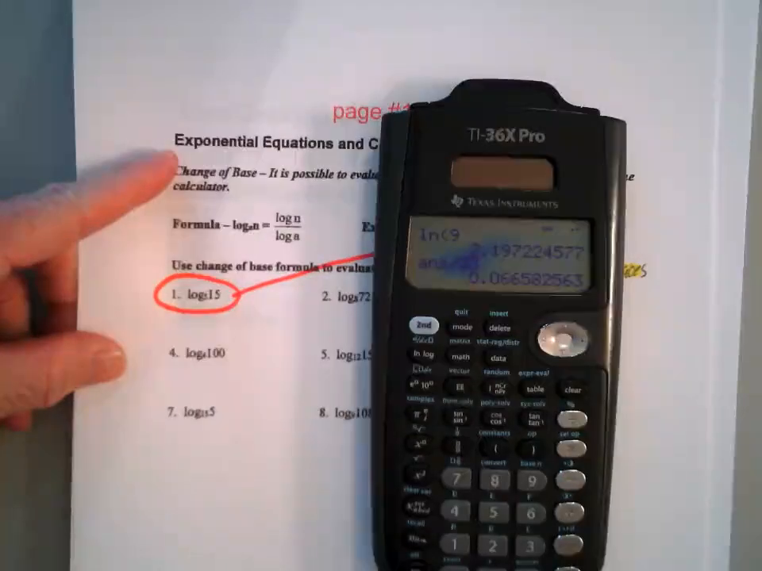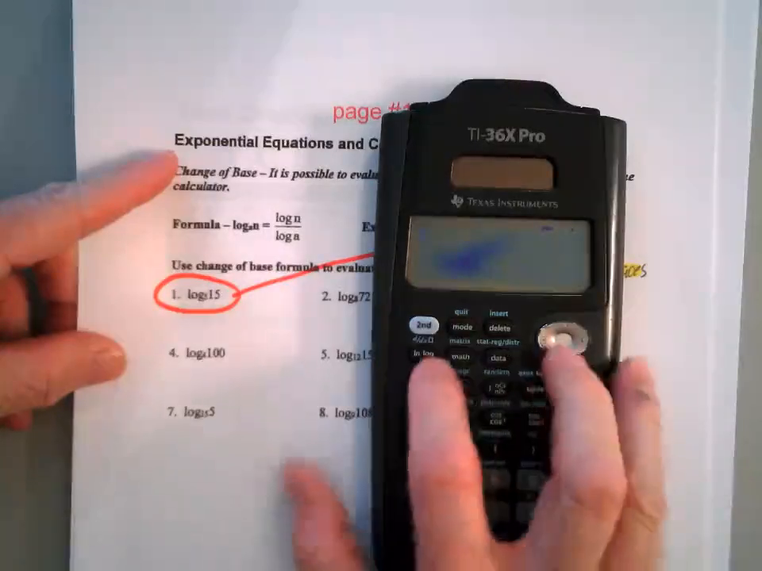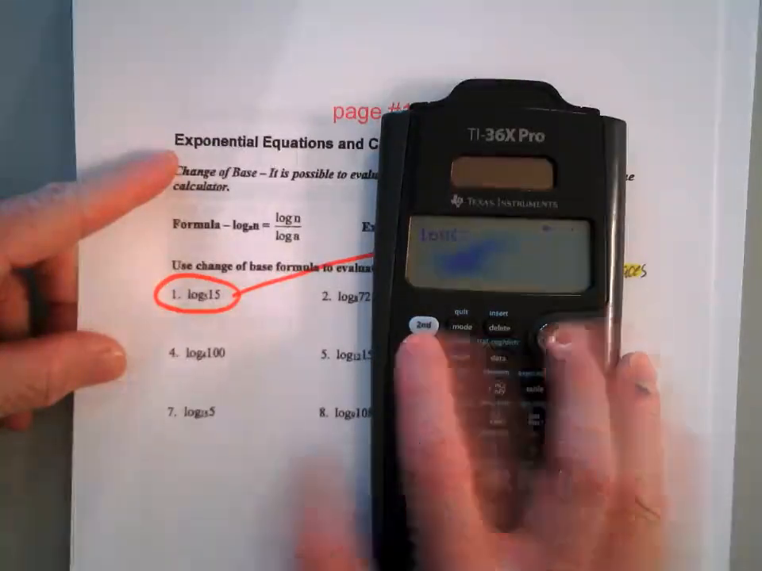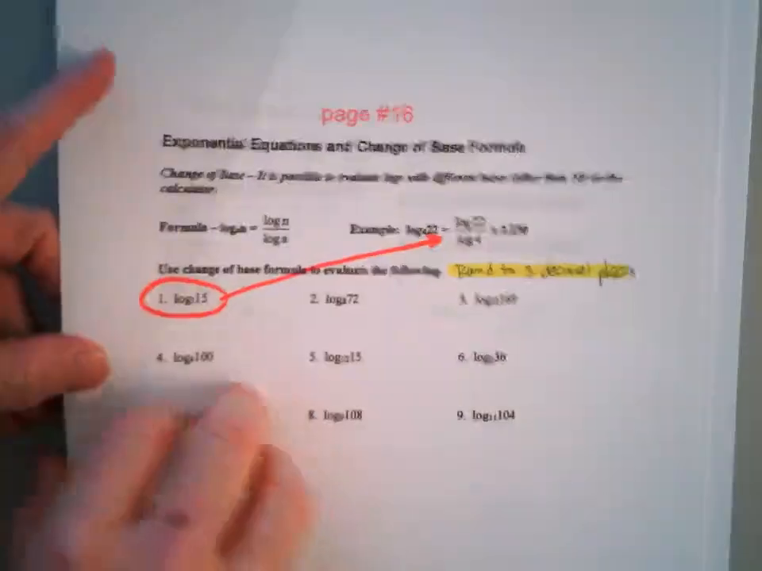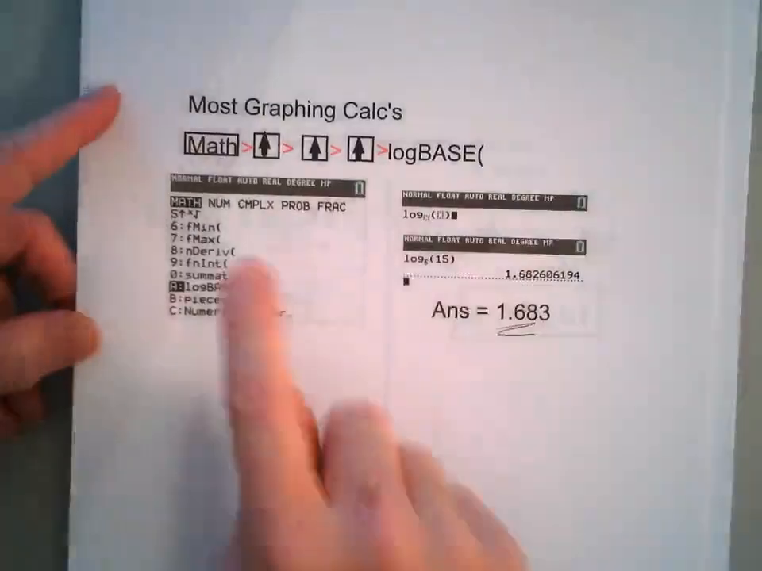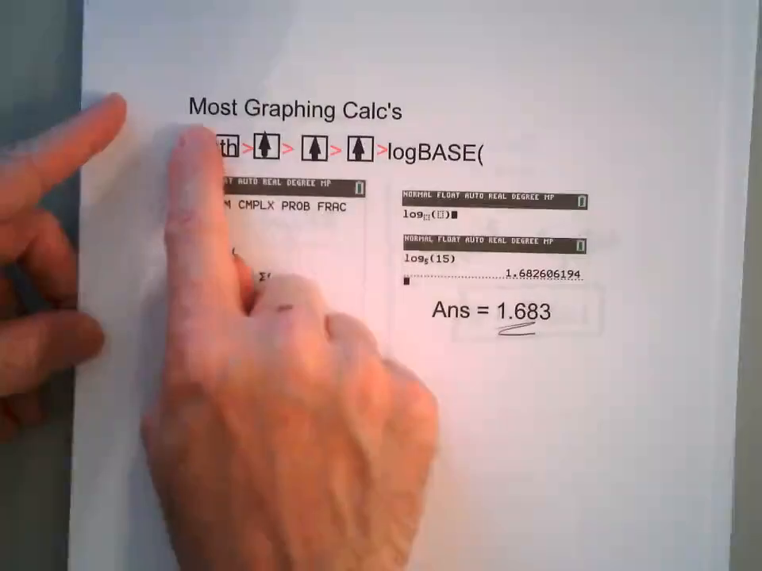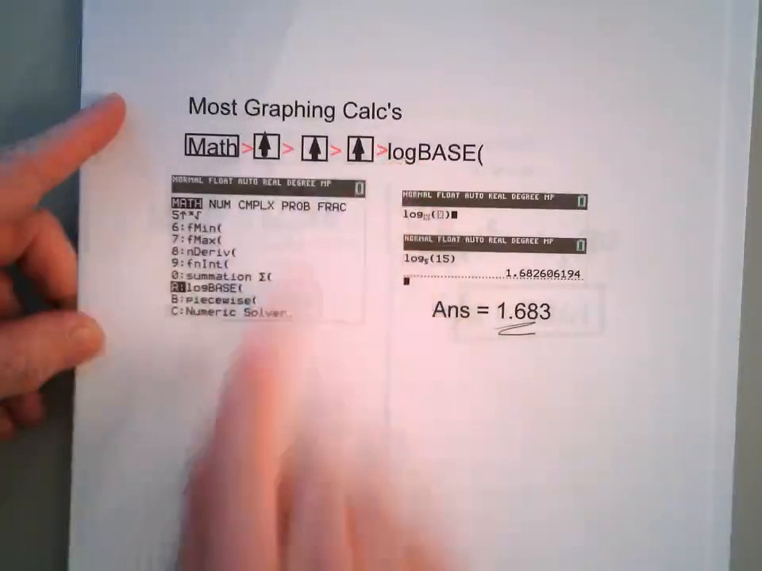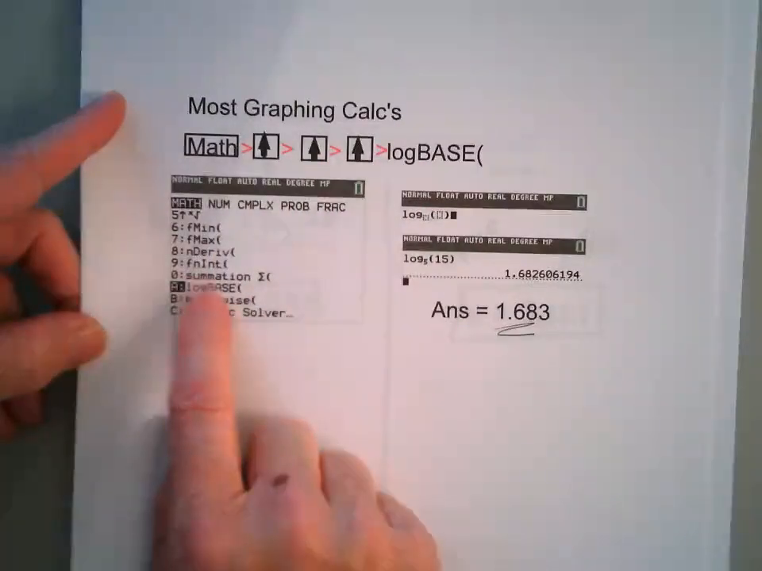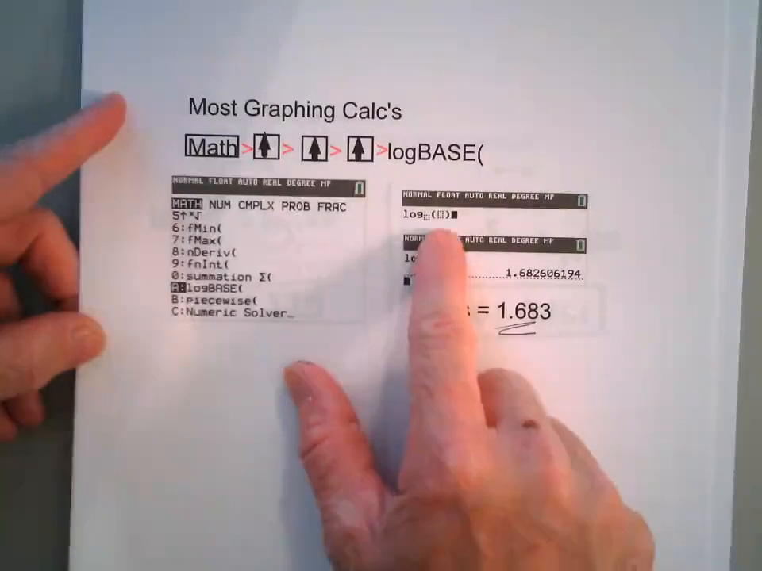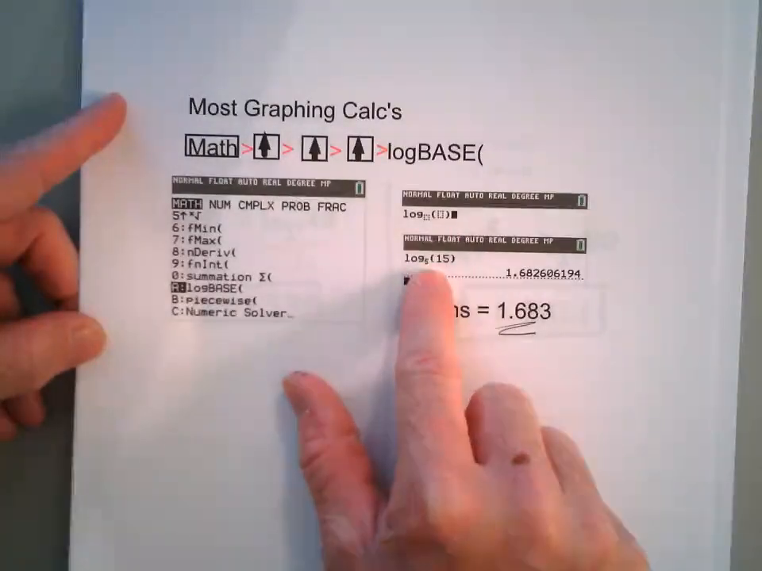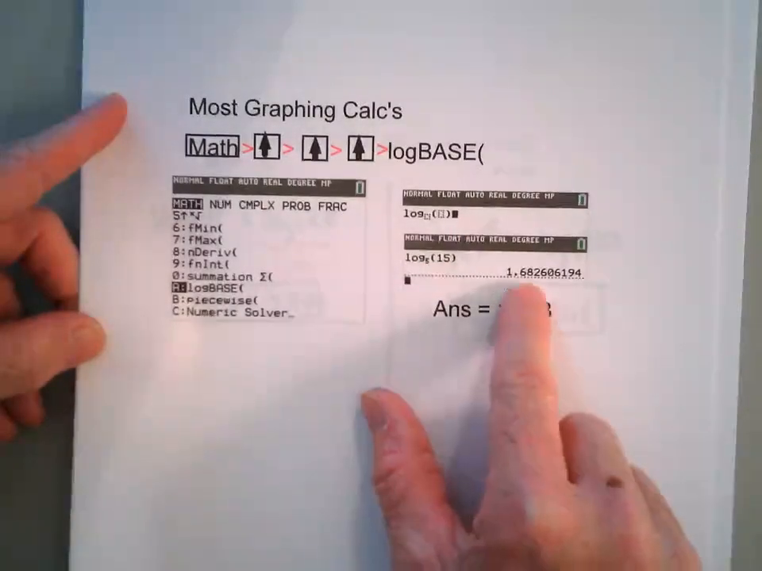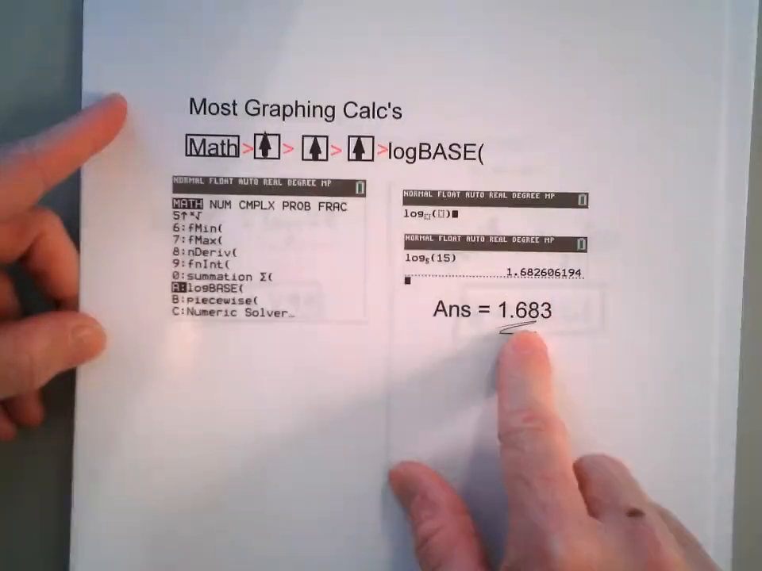There's the TI-36X Pro, which is using the natural log button 3 times. There is the graphing calculator: math, up arrow, up arrow, up arrow, gets you to log base, which is right here. Choose the log base. It will show up like this, and then you can type in the 5 and the 15. Gives you the 1.68 answer, which you would round to 1.683.